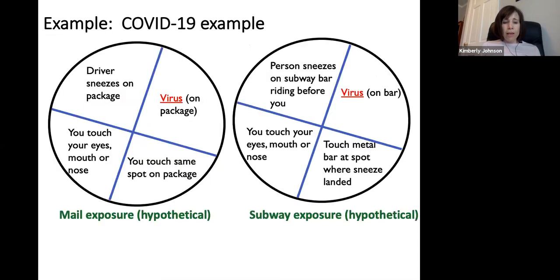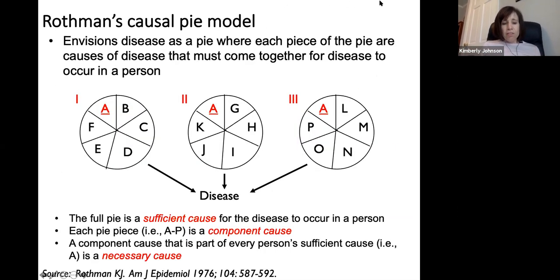So the full pie for each person, in Rothman's causal pie model, is a sufficient cause for the disease to occur. You can think about it as accumulating all these different causes through your life, and at the moment you get all the causes for a disease, that disease occurs. Each piece of the pie is a component cause. So A through P are all component causes for each person. And a component cause that is part of every person's sufficient cause is a necessary cause.